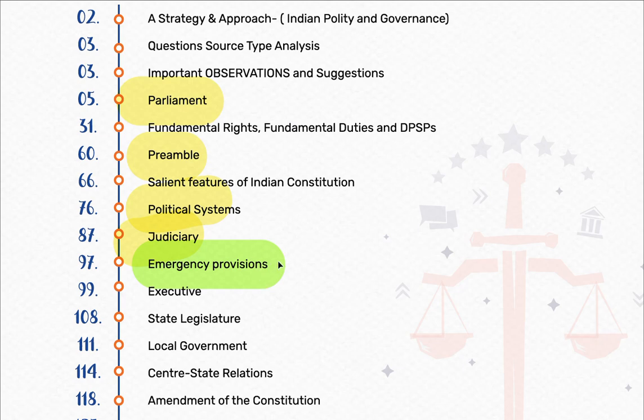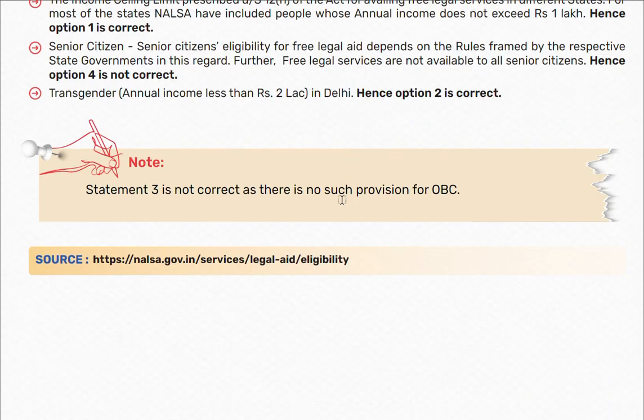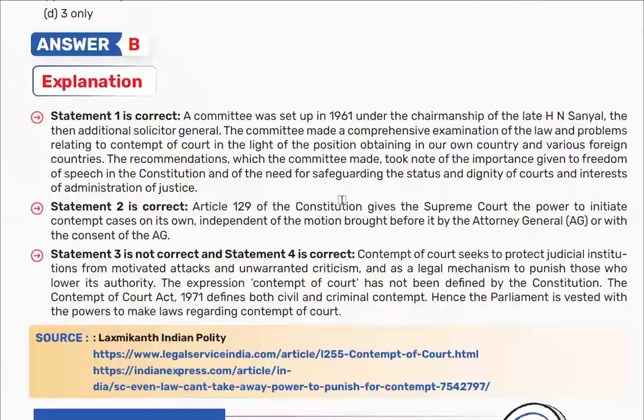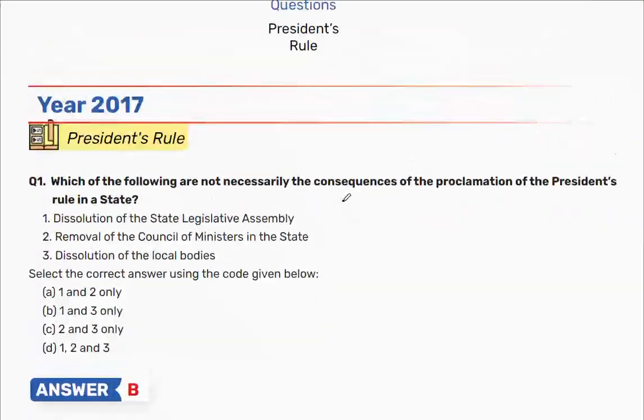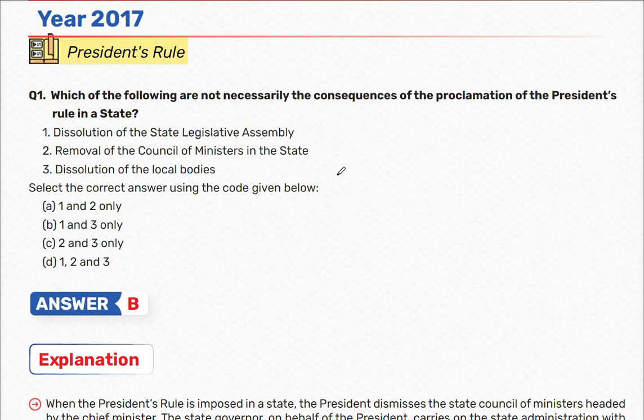So let us jump to page 97. Just a minute, let me write 97. Yes, so this is page 93, not 97. Now here is 97. Emergency provisions. There have been a total of two questions so far in the last 5 years. Let us see.